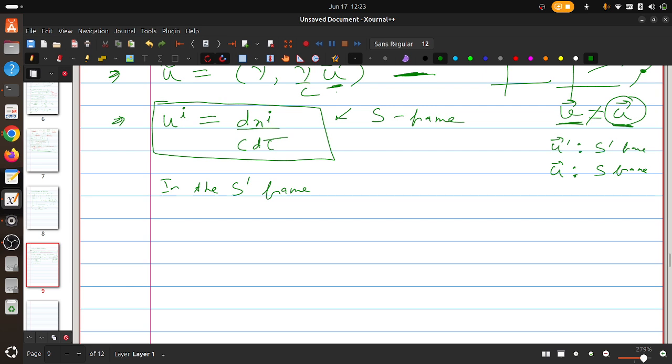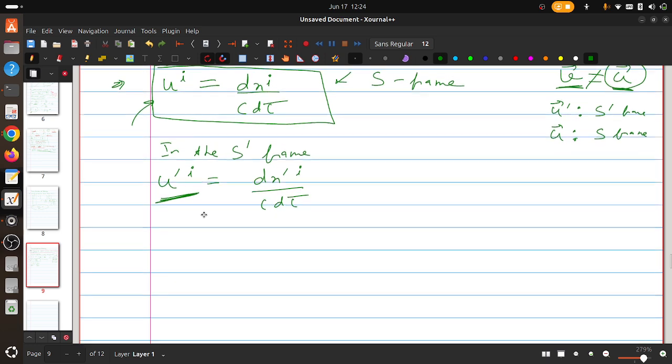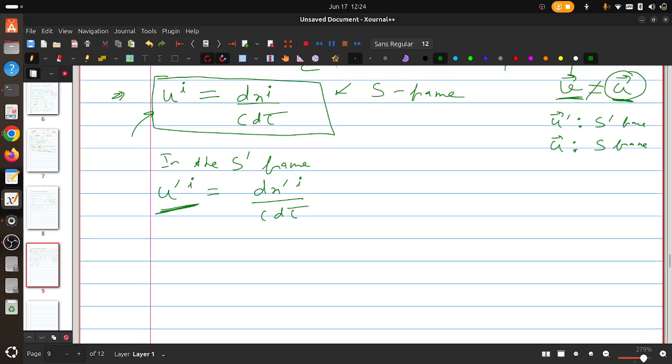So in the S prime frame, I can define u prime^i equal to dx prime^i by c d tau. Okay, fine. Now we want to express this u prime^i in terms of u^i. So how do we do that? It seems like a very challenging task, but it is not. It's simple.